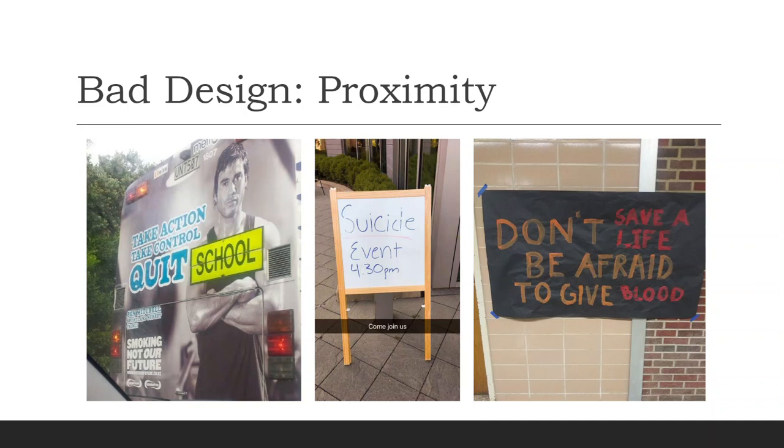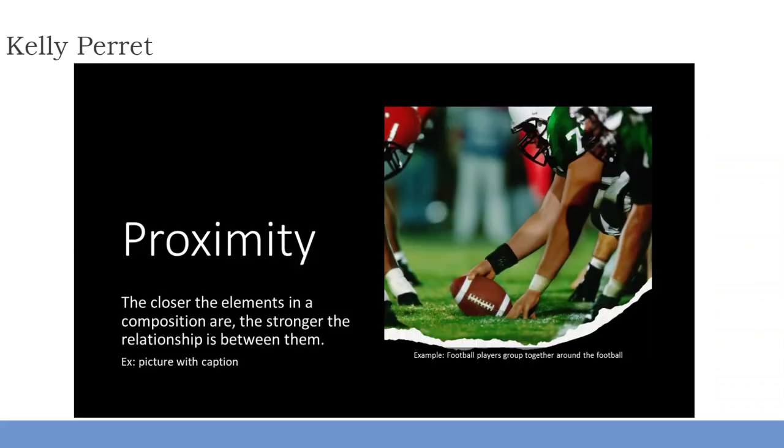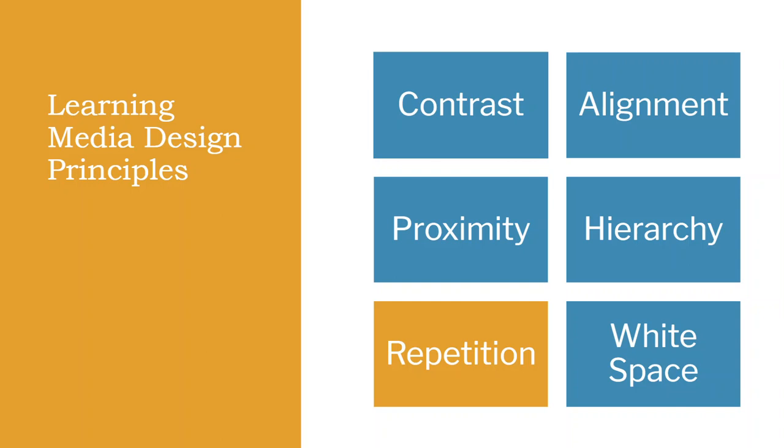I have a couple examples that students have made. So this is one from Kelly Perret. She's in Louisiana. And she showed that when we put the caption really close to the image, it helps us keep that connection. The closer the elements in a composition are, the stronger the relationship is between them. That's proximity. Next is repetition.